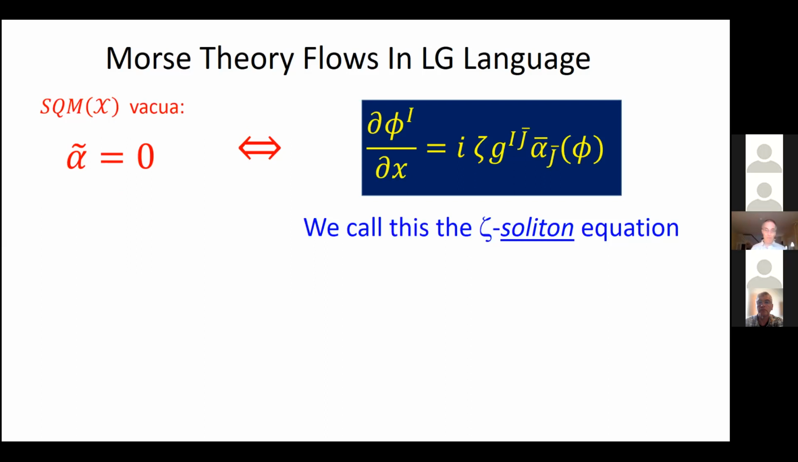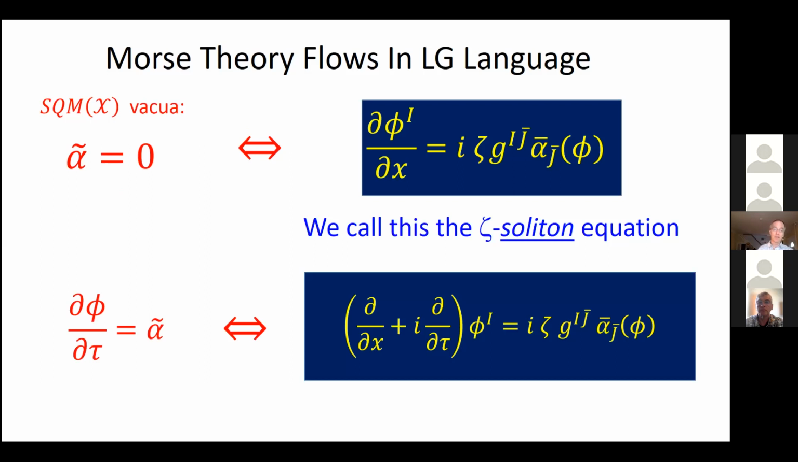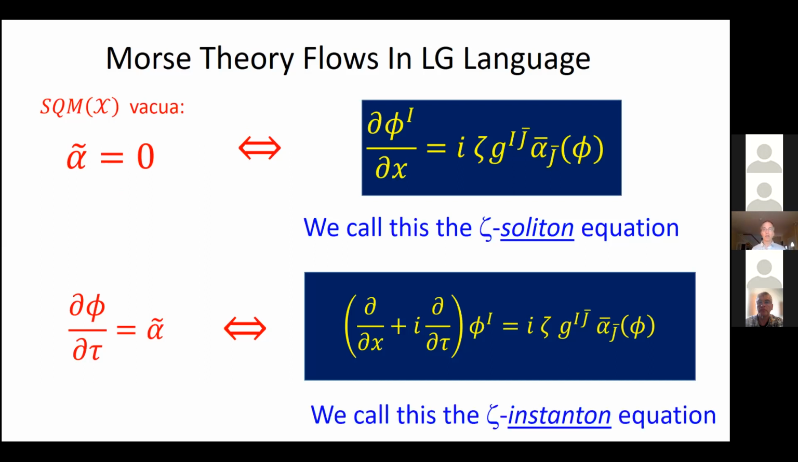Okay, so now, in the super quantum mechanics, remember, we had to talk about gradient flows, about instanton flows in the time direction, which is roughly d phi d tau equals alpha tilde. And you work out what that means in terms of the Landau-Ginzburg theory, and a solution of the gradient flow equation, of the instanton flow equation in super quantum mechanics, in Landau-Ginzburg language, is a solution of this partial differential equation in the x and tau plane, which I'll call the zeta instanton equation. You see it's a deformation of the Cauchy-Riemann equation. In the math literature, it's often called the Witten equation. There are so many Witten equations that I find that unhelpful, so I call it the zeta instanton equation. And that will play a very important role for us.